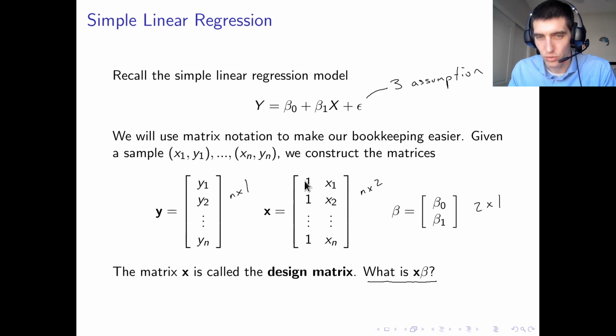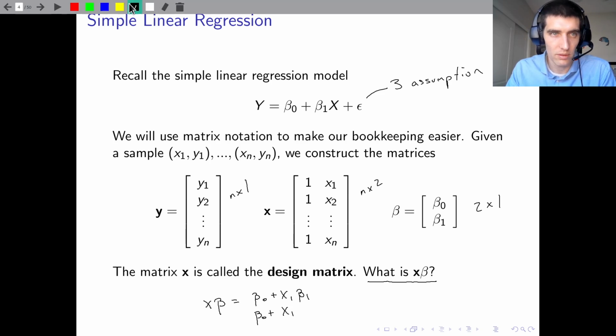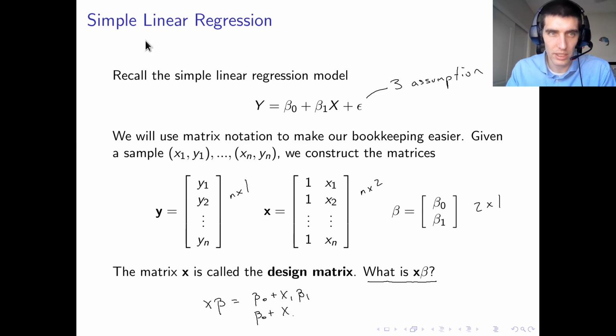So X beta, I'm going to do row by column. I'm going to get 1 times beta 0 plus x1 times beta 1. I'm going to get beta 0 times 1 plus x1 times beta 1. And then for the second row, I'm going to get the dot product of this row and this column. I'm going to get beta 0 plus x2 beta 1, and so on.